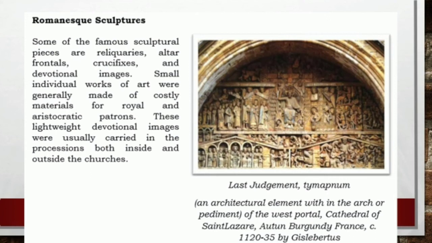Romanesque sculpture. The best example of Romanesque sculpture is the Last Judgment Tympanum. Some of the famous sculptural pieces are reliquaries, altar frontals, crucifixes, and devotional images. Small individual works of art were generally made of costly materials for royal and aristocratic patrons. These lightweight devotional images were usually carried in the processions both inside and outside the churches.